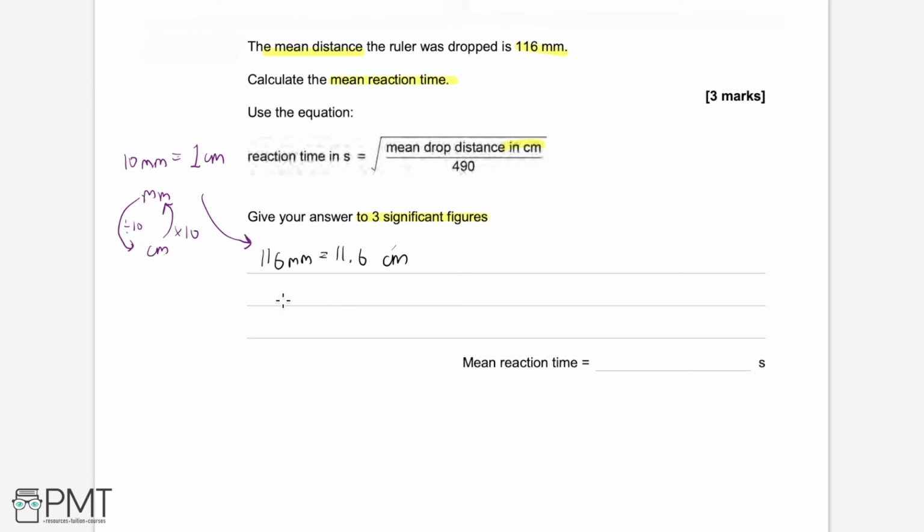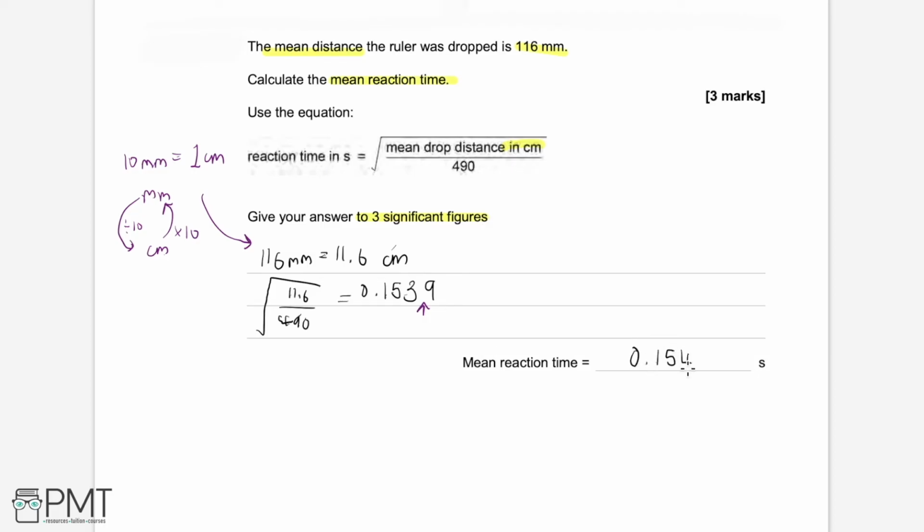So let's substitute 11.6 into the equation. We then get an answer of 0.1539. Now, we have to give our answer to 3 significant figures. Looking after the third non-zero digit, we can see a 9. Therefore, we should round up to 0.154.